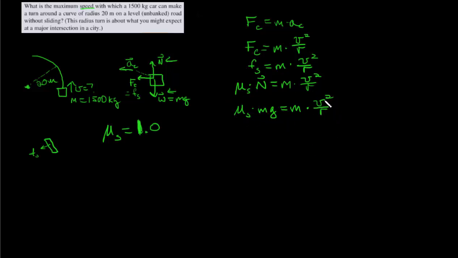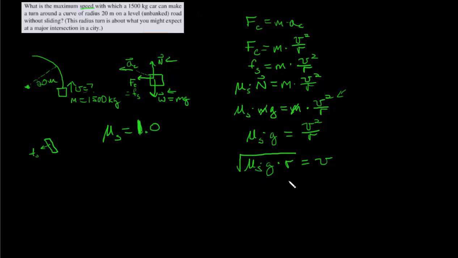Now we know everything, so we can solve. My target variable is v. First, the mass cancels out. That's interesting. On a road, if you're a road engineer, you don't care about the mass of the vehicles, only the speed at which it moves. So we get the coefficient of static friction times g equals v squared over r. If I multiply r to the other side, I get the coefficient of static friction times g times r equals v squared. I take the square root, and that is my maximum speed. This is how fast I can go without overcoming the static friction.